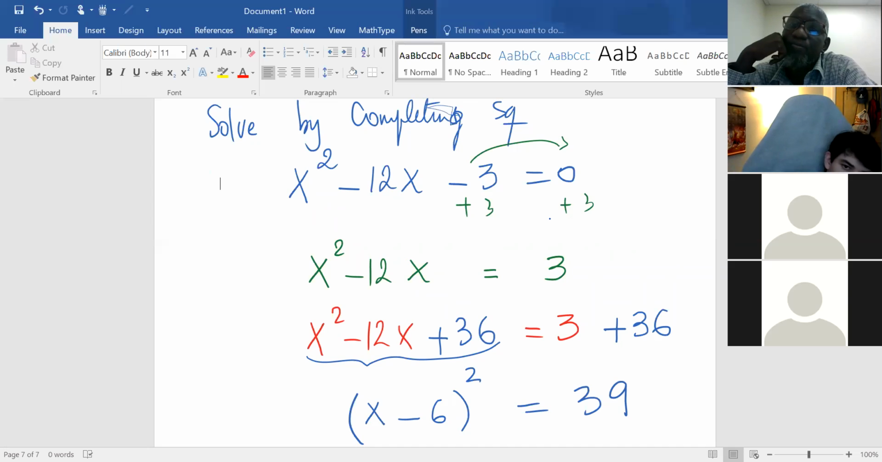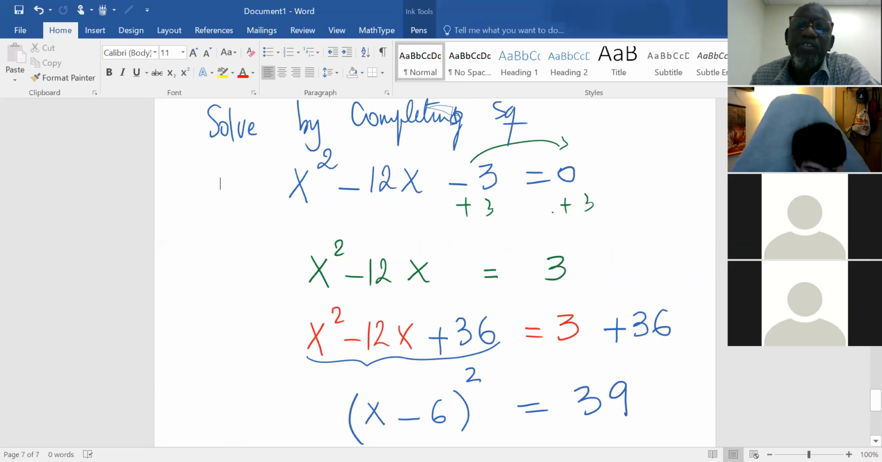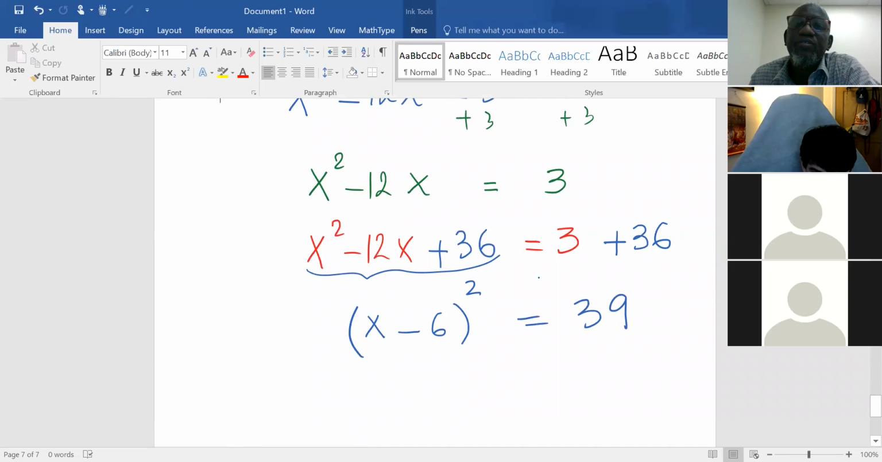I have a question. Yes. We got 36 because 3 and 12 can go into 36. They each can go into 36. No, the 36 comes from what? What is the rule? What is half of 12? Oh, half of 12. Six. And then you square it. Yes. That is where the 36 comes from.